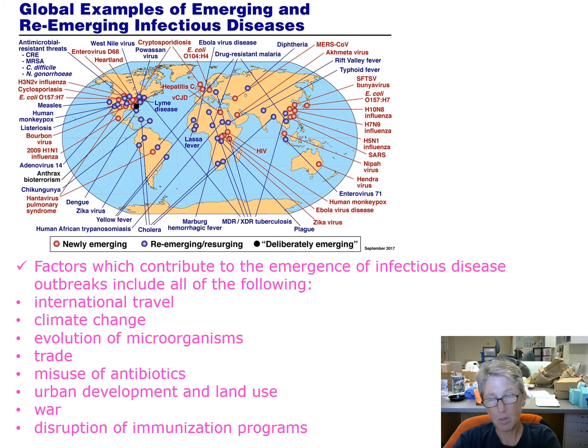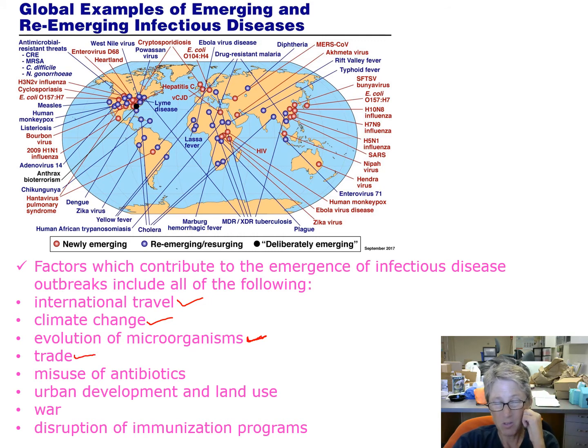Factors that contribute to the emergence of infectious disease outbreaks include all of these. International travel, probably even national travel, but in terms of the test, international travel. Climate change can contribute to the emergence of infectious disease outbreaks. Microorganisms evolving, so we find an antibiotic or a vaccine against a microorganism, but it evolves into a new microorganism.